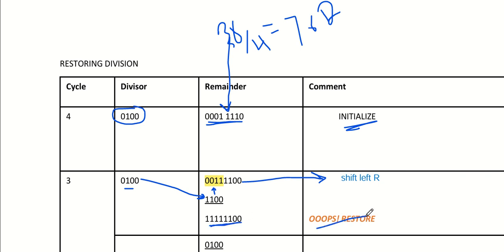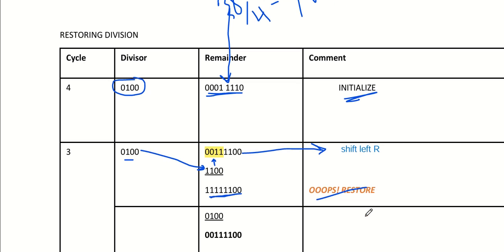But no, remember this is called restoring division. Restoring in the sense that when we get a negative answer, we'll try to retrace our steps. So because we got a negative answer, we'll try to retrace our steps. And retracing our steps means that we have to go back to the original positive answer. How do we do that? Simple. Remember here we subtracted and came to get negative. So we just add the same thing again to give us the positive. So we'll come and add this 0100 to this one. And that's what you see here. And it will give us this answer.